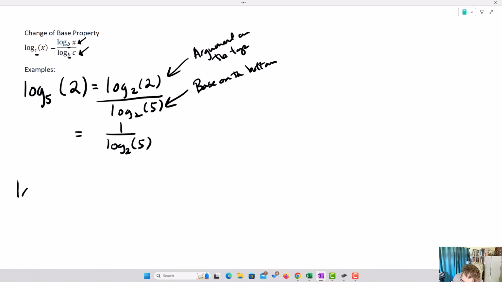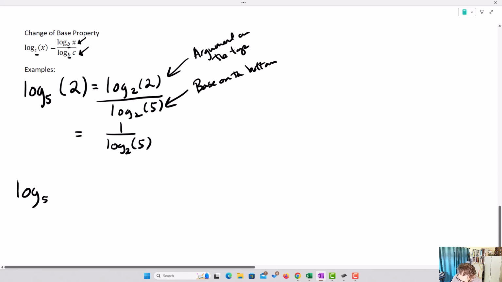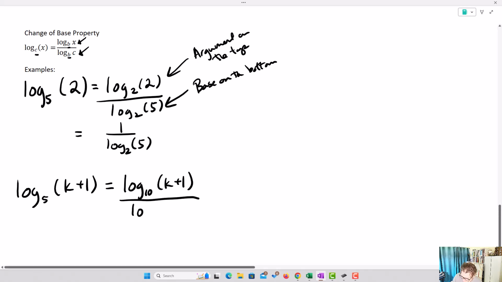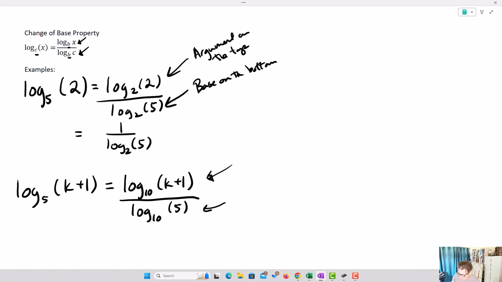Let's say, for example, we now have log base 5 of k plus 1. And I want to change it to log base 10 for whatever reason. Sometimes log base 10 is really handy because we have calculators that run log base 10. So we change this to log base 10. It's going to be log base 10 of k plus 1 divided by log base 10 of 5. So the base on the bottom and the argument on the top. And that's how we actually use change of base.